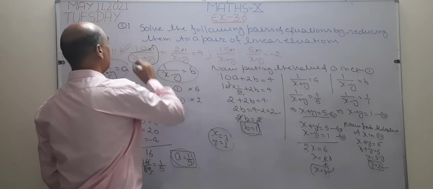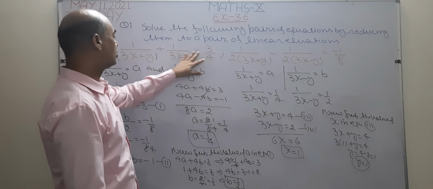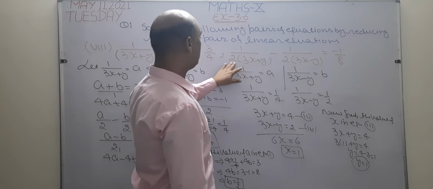Now I want to solve its last part. Question number 1, last part, 8th part. What is given? 1 upon 3x plus y plus 1 upon 3x minus y equal to 3 by 4. This is the first equation. In the second equation, what is given? 1 upon 2 into 3x plus y minus 1 upon 2 into 3x minus y equal to minus 1 by 8.